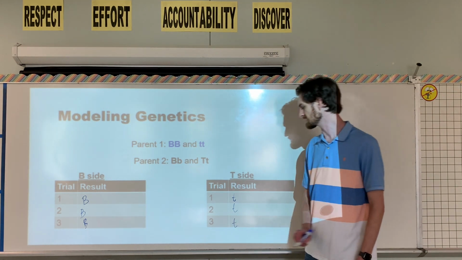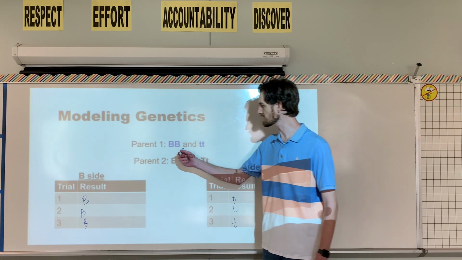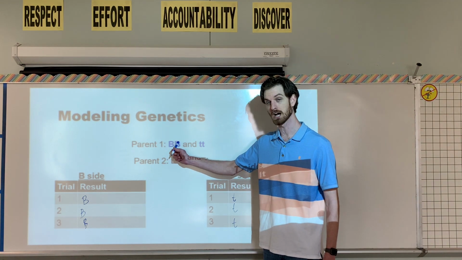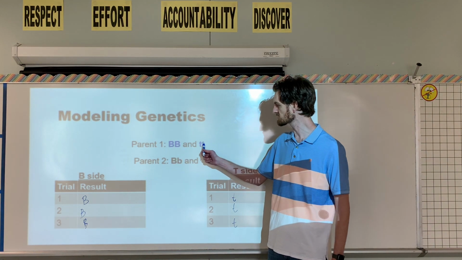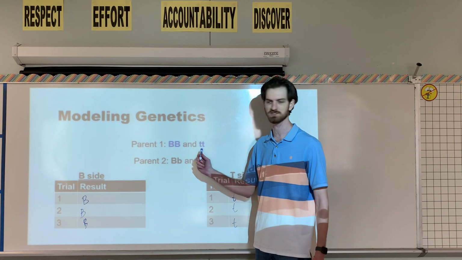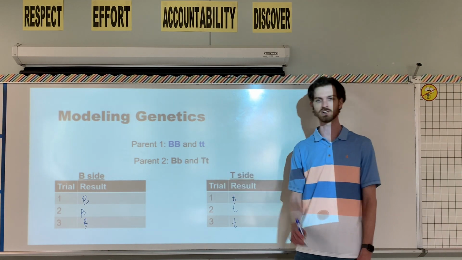I can just leave it as is. It's a lowercase t. So in this case, this parent's genotype is always going to be a dominant trait for B and always going to be a recessive trait for T, because no matter what I pick, it's always one big letter out of this group and one small letter out of this group.